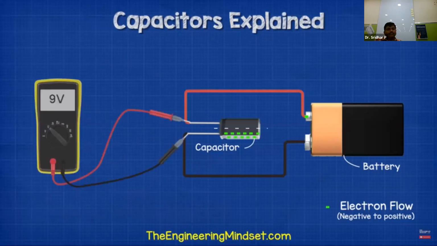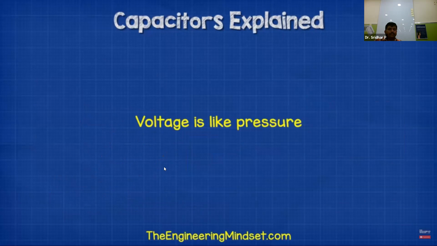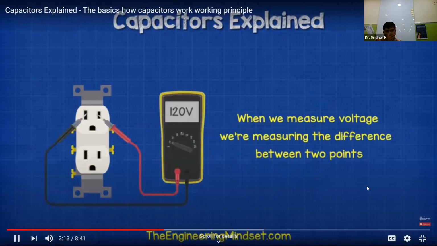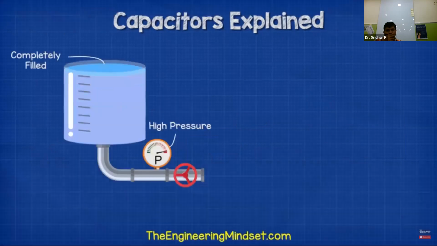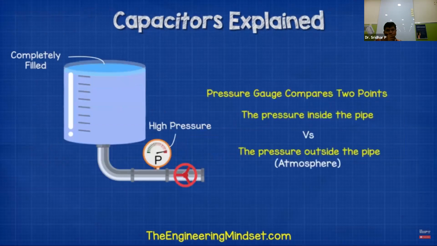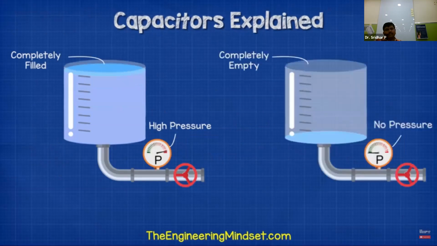Voltage is like pressure. When we measure pressure, we're measuring the difference or potential difference between 2 points. If you imagine a pressurized water pipe, we can see the pressure using a pressure gauge. The pressure gauge is comparing two different points also, the pressure inside the pipe compared to the atmospheric pressure outside the pipe. When the tank is empty, the gauge reads 0 because the pressure inside the tank is now equal to the pressure outside the tank, so the gauge has nothing to compare against. Both are the same pressure.